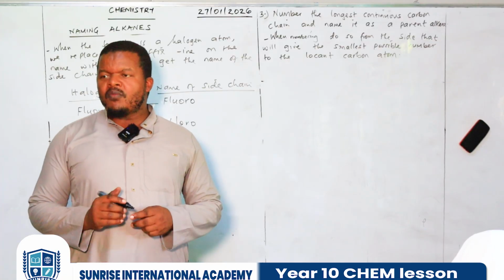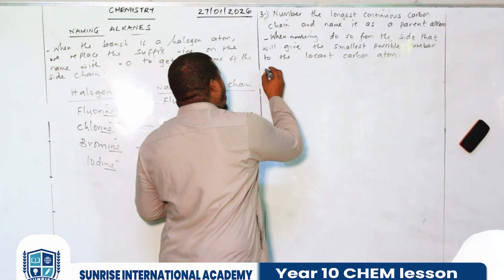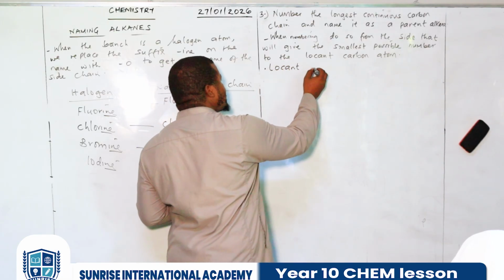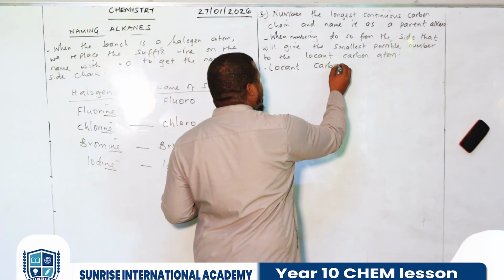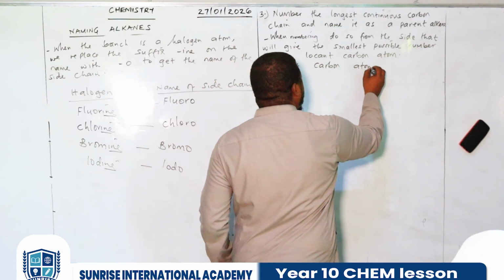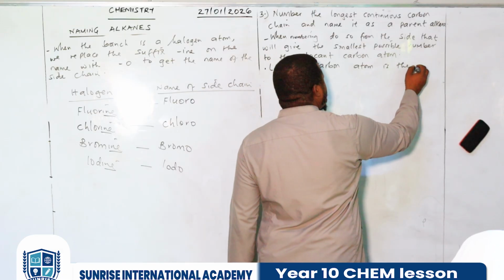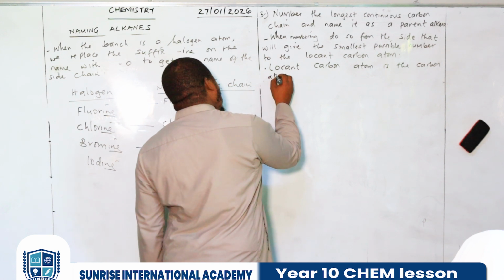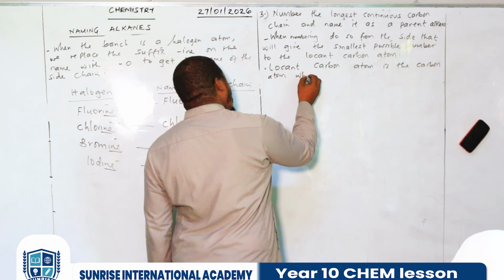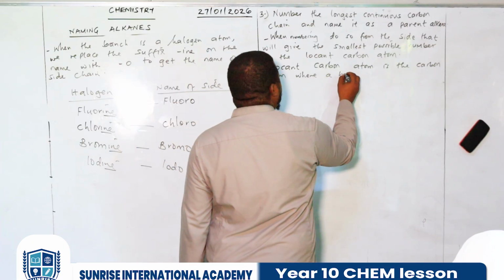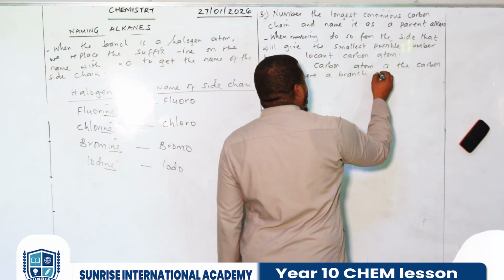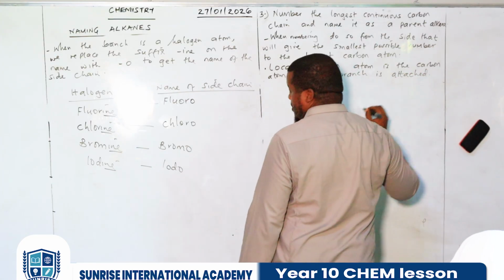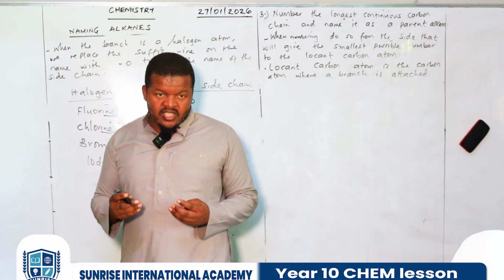Now, what's a locant carbon atom? A locant carbon atom, it's important for us to note, is the carbon atom where a branch is attached. That's very important, where a branch is attached.